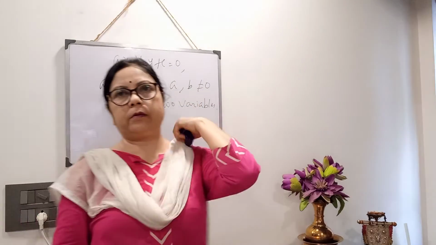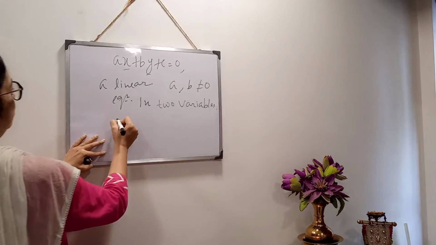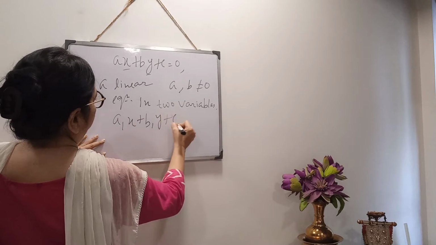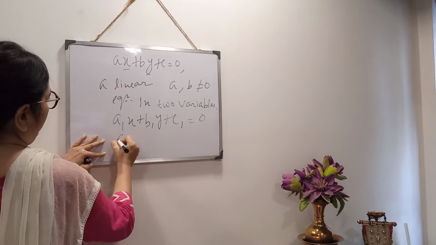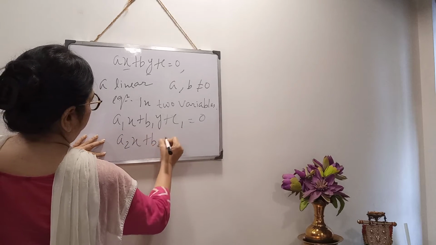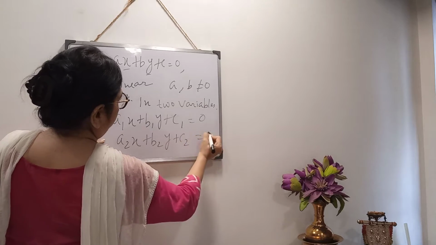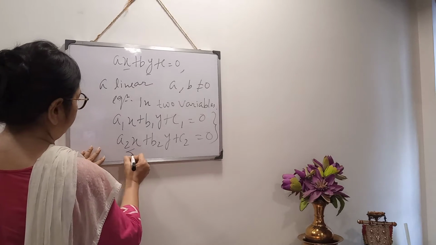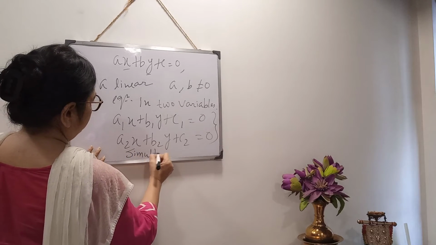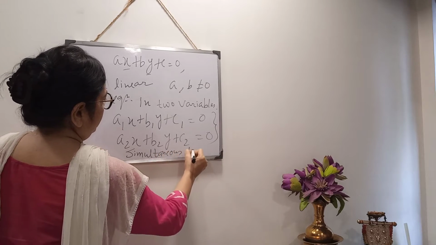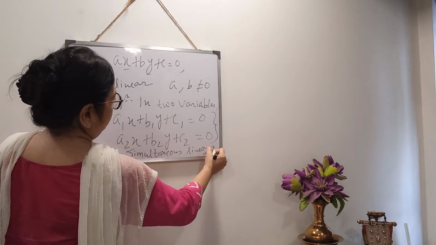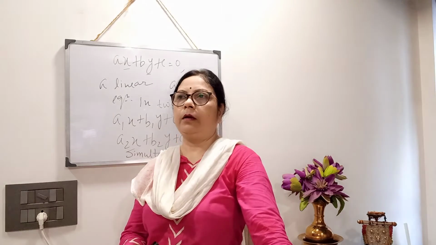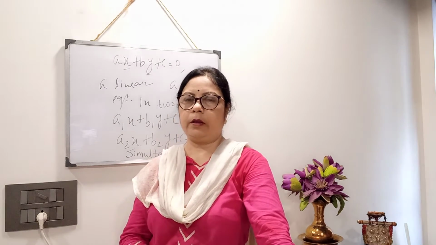And what is simultaneous linear equations? Now there are two different equations, a1x plus b1y plus c1 equals to 0, and a2x plus b2y plus c2 equals to 0. These two linear equations together is called simultaneous linear equations in two variables, x and y are unknown. Clear? And in your syllabus it is the solving of simultaneous linear equations.